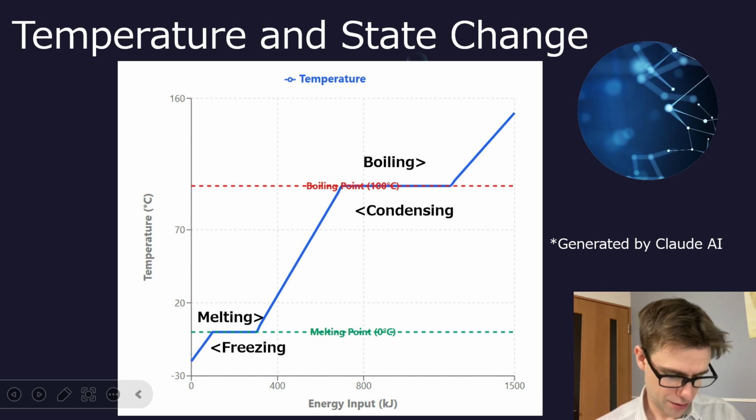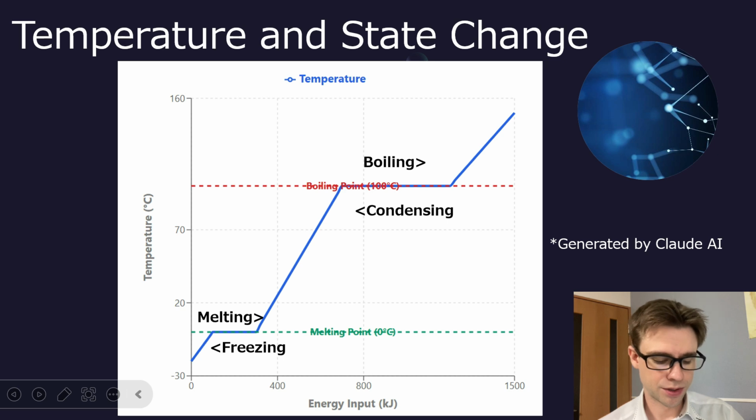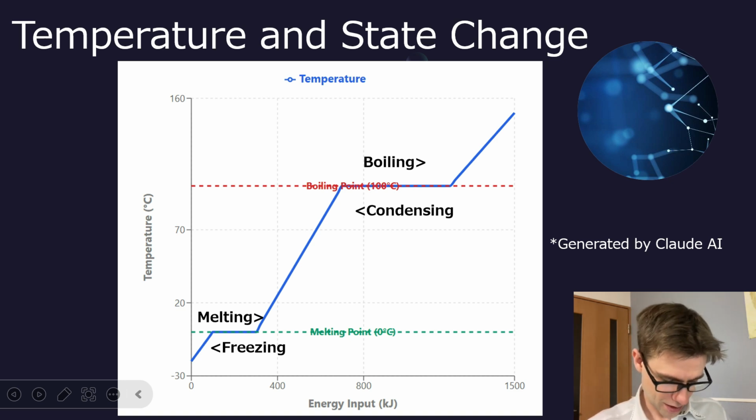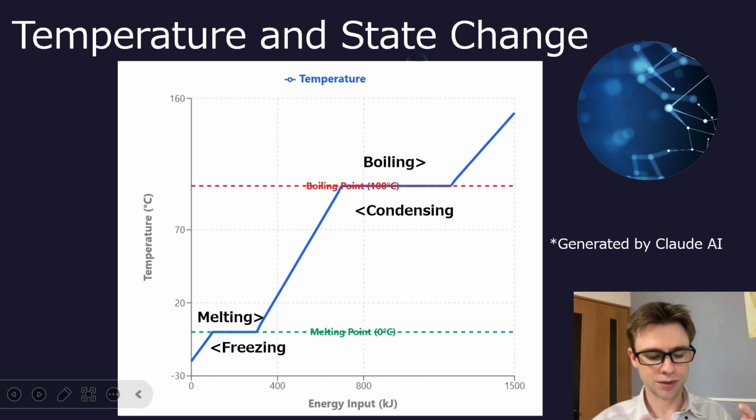All right. You guys might have seen this kind of plot before. This is a temperature and state change. It's an energy input on the x-axis versus temperature in degrees Celsius graph. So you can imagine we hook up a container of water to some heating power source and we input energy to it. As we input energy, this water will travel through different states and different temperatures.